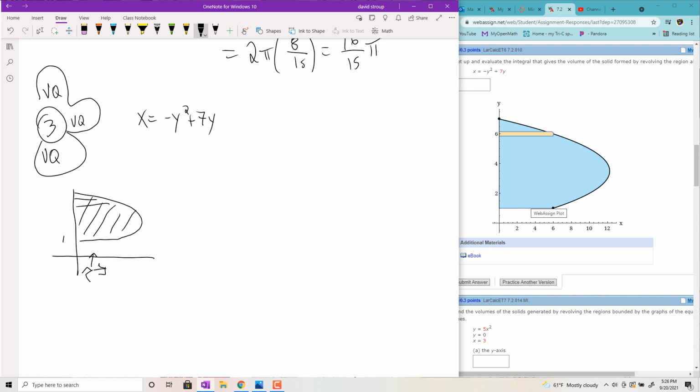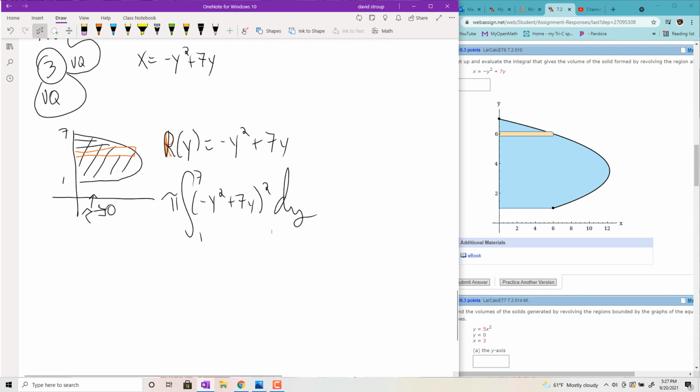I would not do it with regards to x, because you're going to have to split it into 2 different curves, and that would be a nice nightmare. You probably have to complete the square, and oh my gosh, so no. Let's see, so I think it's going from 1 to 7 on the y-axis. So your little rectangle is this. And so this time it's r of y as opposed to r of x. So r of y is negative y squared plus 7y. And then your integral from 1 to 7, we have pi out there, and you have (negative y squared plus 7y) squared dy. And then it's just a matter of integrating that thing.